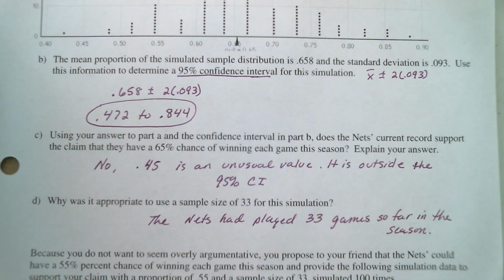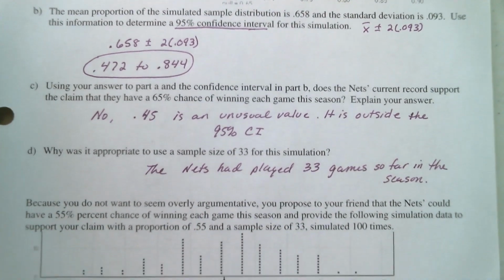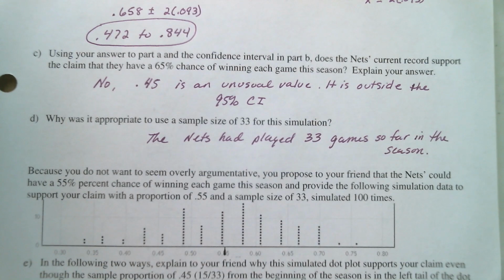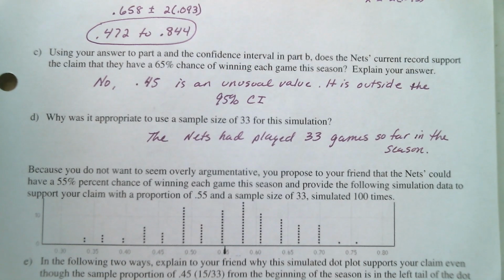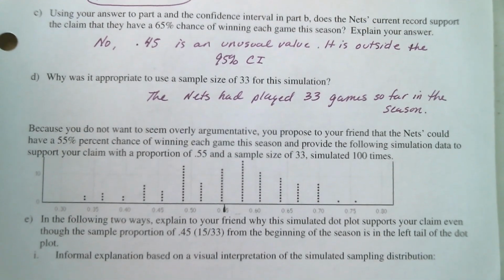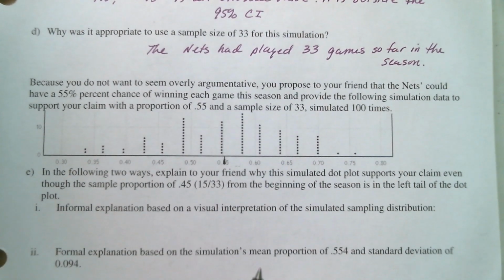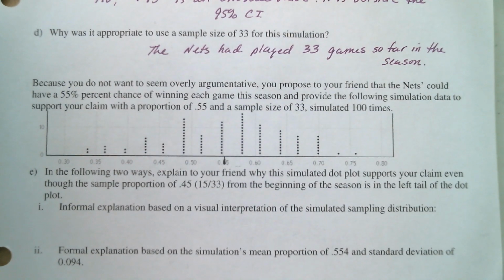Because you do not want to seem overly argumentative, you propose to your friend that the Nets could have a 55% chance of winning each game this season and provide the following simulation data to support your claim with a proportion of 0.55 and a sample size of 33 simulated 100 times. So there's 100 dots here. In the following 2 ways, explain to your friend why the simulated dot plot supports your claim even though the sample proportion of 0.45 from the beginning of the season is in the left tail of the dot plot.